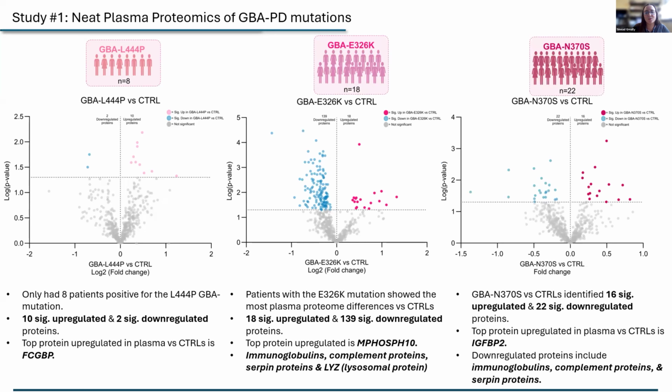And then we also looked at N370S versus the controls. We identified 16 upregulated and 22 significantly downregulated proteins. Other proteins included IGFBP2, which is an insulin growth factor, immunoglobulins, complement proteins, and also serpine proteins again.